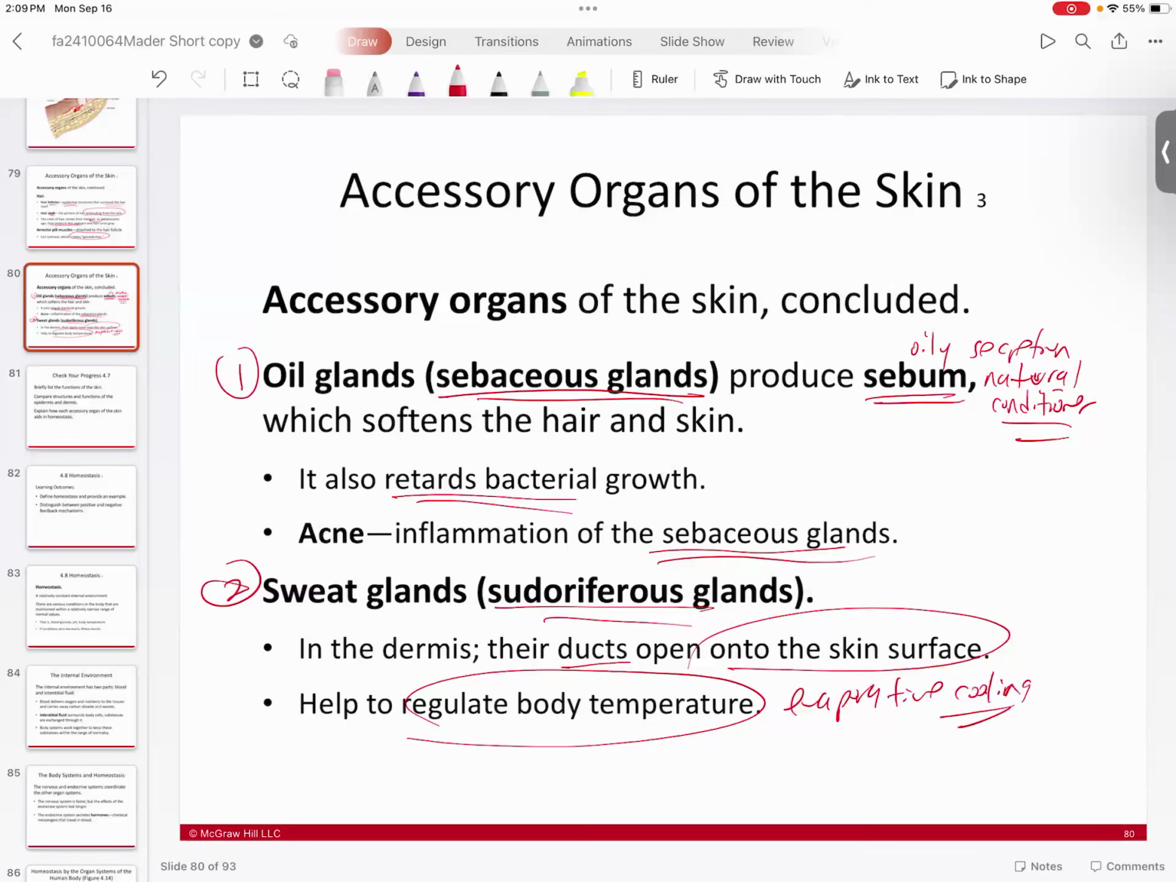Anybody know what evaporative cooling is? Anybody have a swamp cooler on their house? Anybody ever take water and blow it on yourself to cool yourself off?